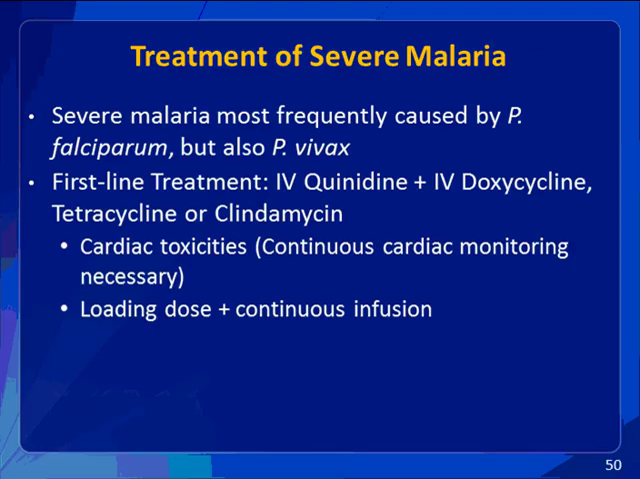The only FDA-approved treatment for severe malaria is IV quinidine, coupled with IV doxycycline, tetracycline, or clindamycin. Quinidine, however, has cardiac toxicities, and continuous cardiac monitoring is necessary. Quinidine is administered through an initial loading dose and then a continuous infusion.